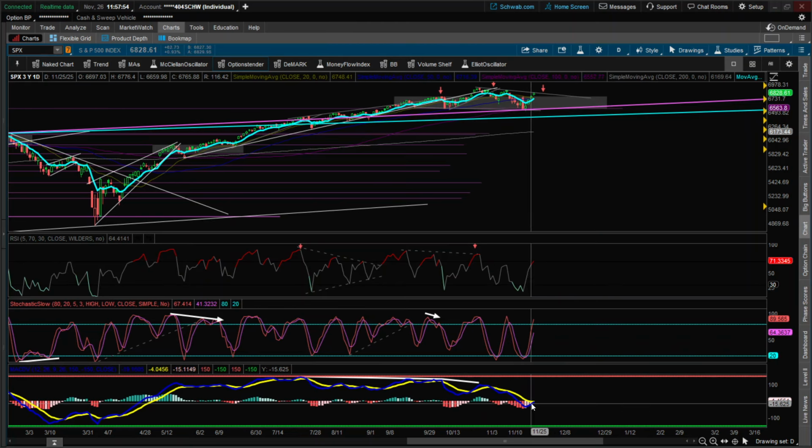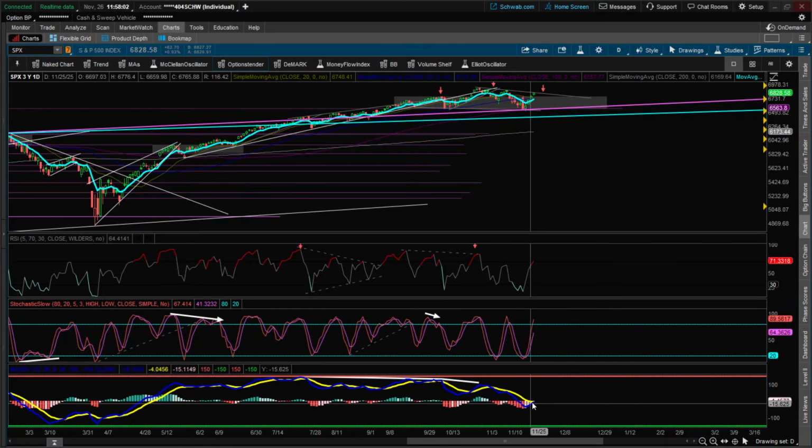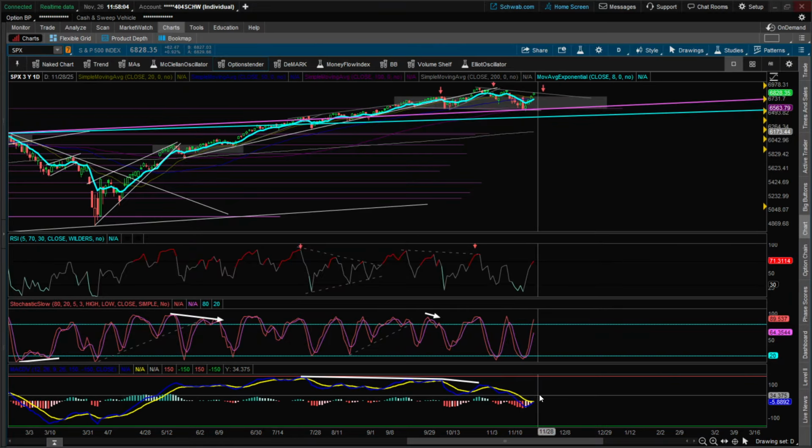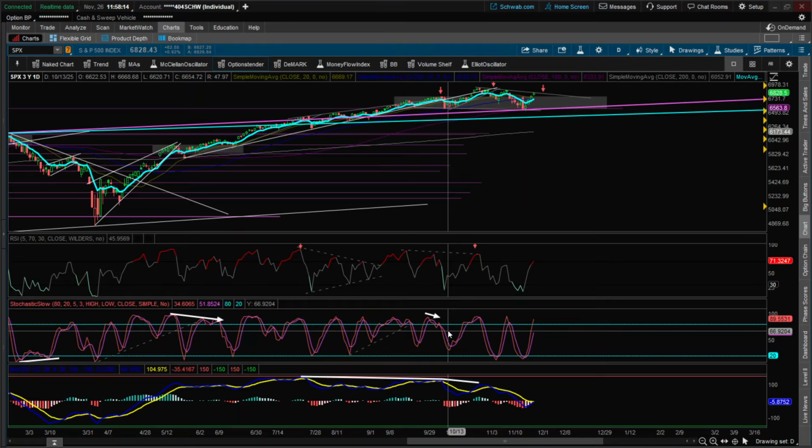All right, again, here's your MACD, and we talked about this. We're at that neutral point. Do we reject off of that yellow line? Does the leader line reject off of it, or do we get that green histogram and break to the upside? That's what we're going to be looking for. Not bullish until proven.